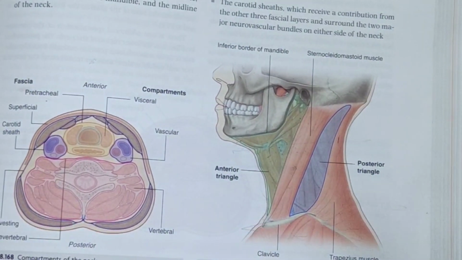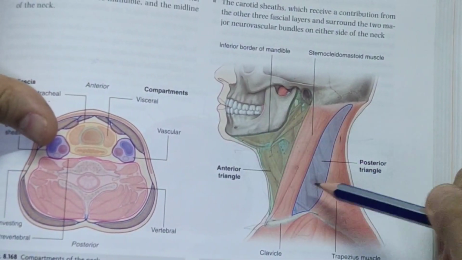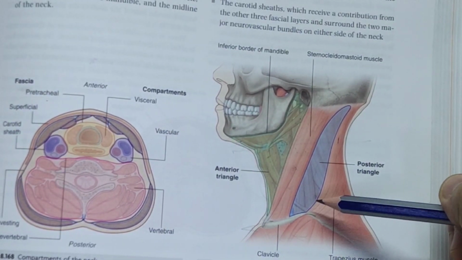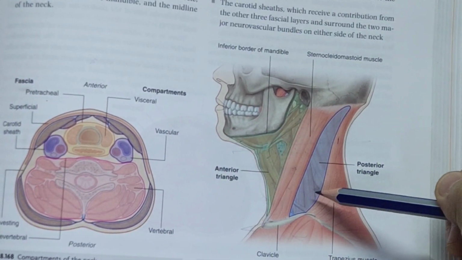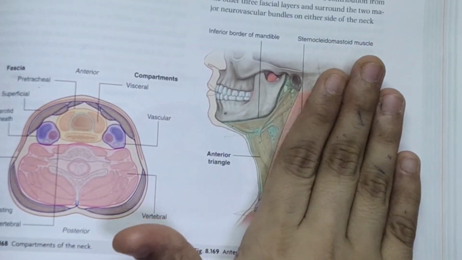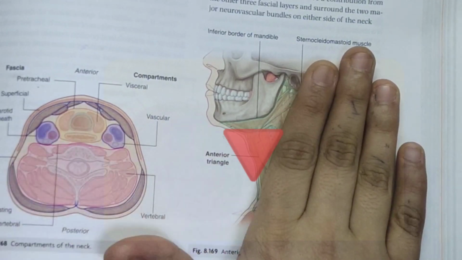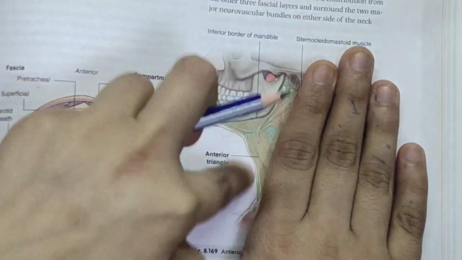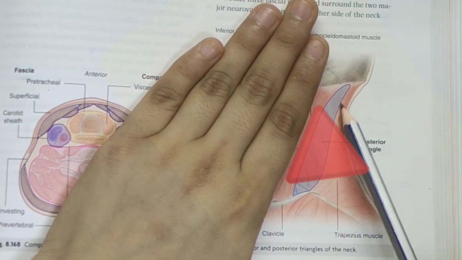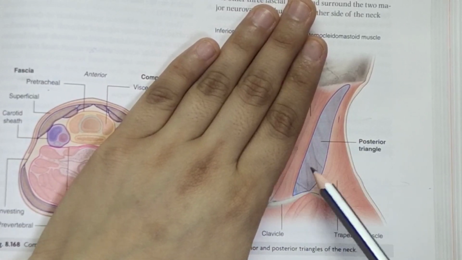Now let's deal with the triangles of the neck. The entire compartment of the neck is divided into two major triangles. One, you can see, is the anterior triangle. If I cover this part like this, you can see this portion is the anterior triangle of the neck. And covering the anterior, you can see this is the posterior triangle. In blue color in this diagram, this is the posterior triangle of the neck.